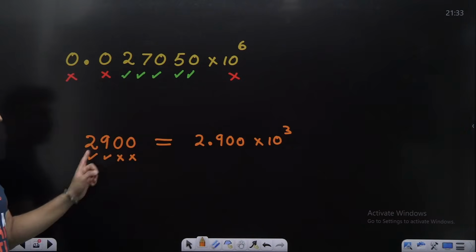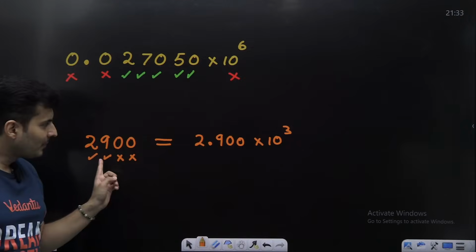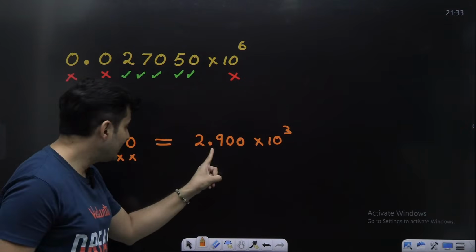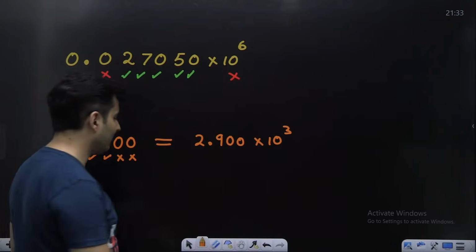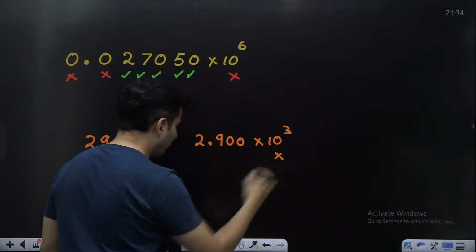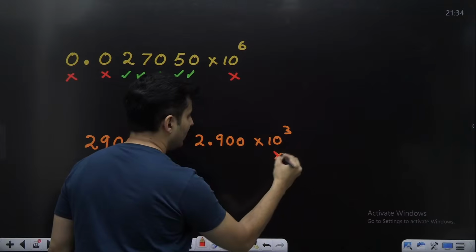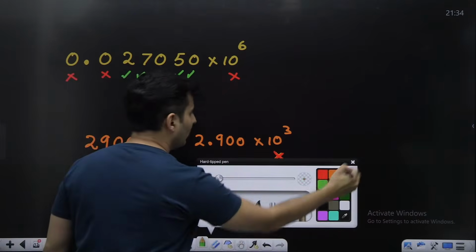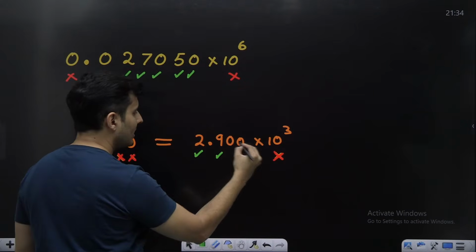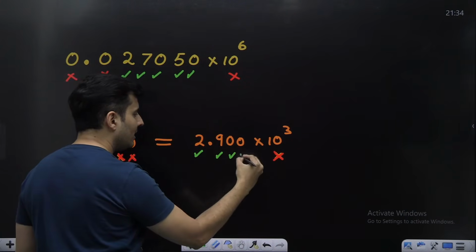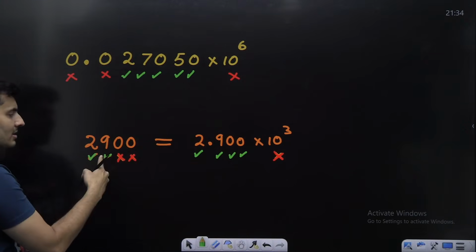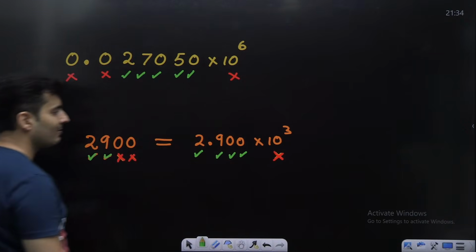What did I just do? Numerically they are equal. I'm just shifting the decimal 3 places, but this has a different number of significant figures. First of all, 10 to the power 3 is never counted. Remember that. Just like these zeros were never counted. But what will be counted here is this 2, this 9, and these zeros are after the decimal, hence they will be counted. So this one has 2 significant figures. This one has 4 significant figures.